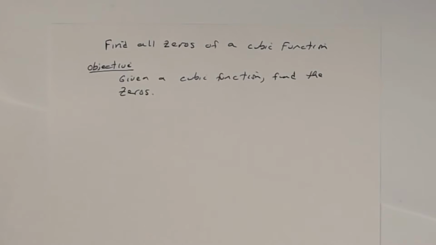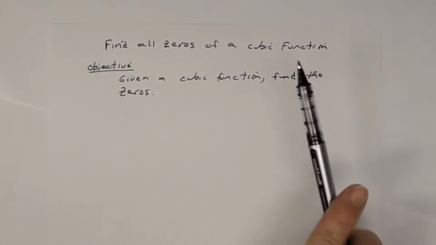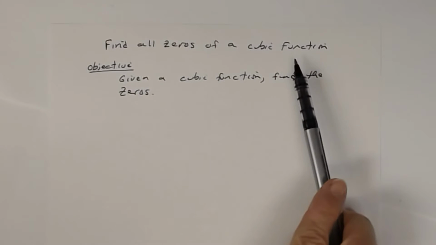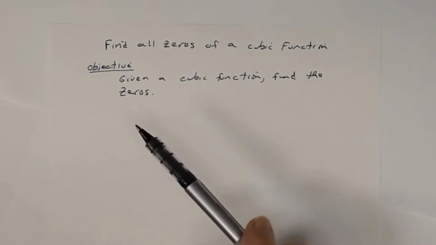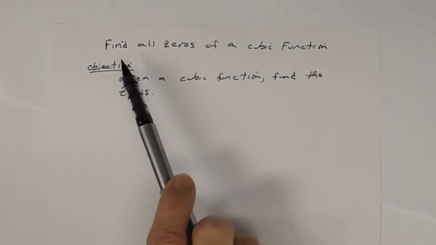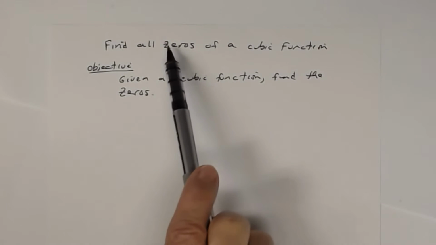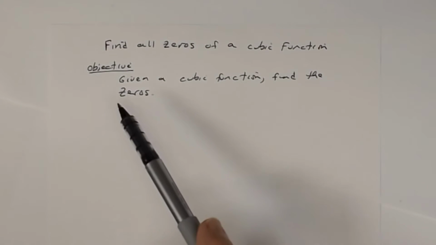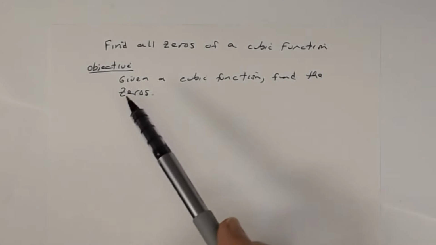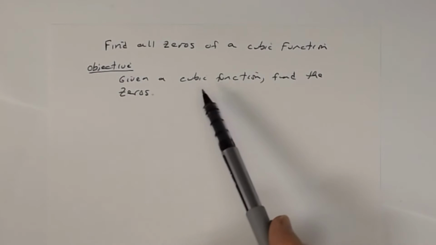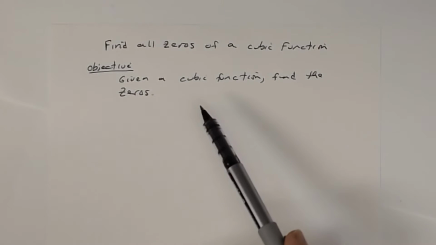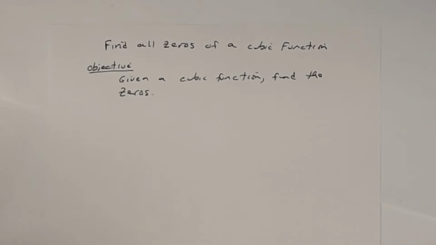Okay, so in this lesson, we're going to continue our study on cubic functions, so functions that have degree 3. In this particular lesson, though, it says find all zeros of a cubic function. And so the objective is by studying this lesson, given any cubic function, you'll be able to find the zeros. Now, in two previous lessons, we talked about cubic functions.